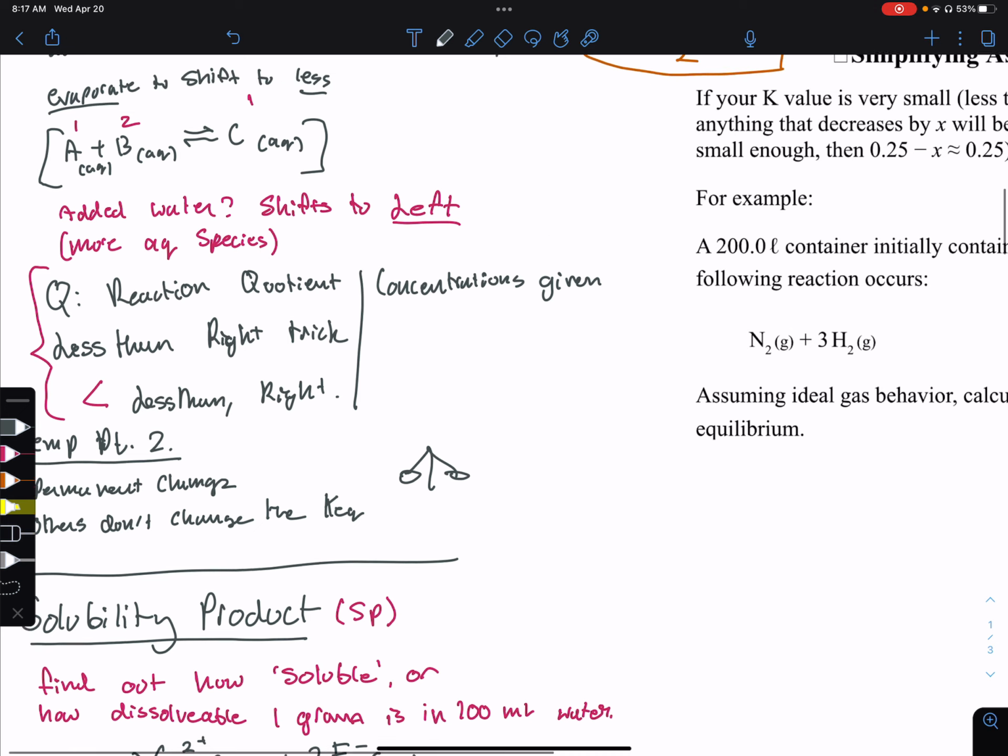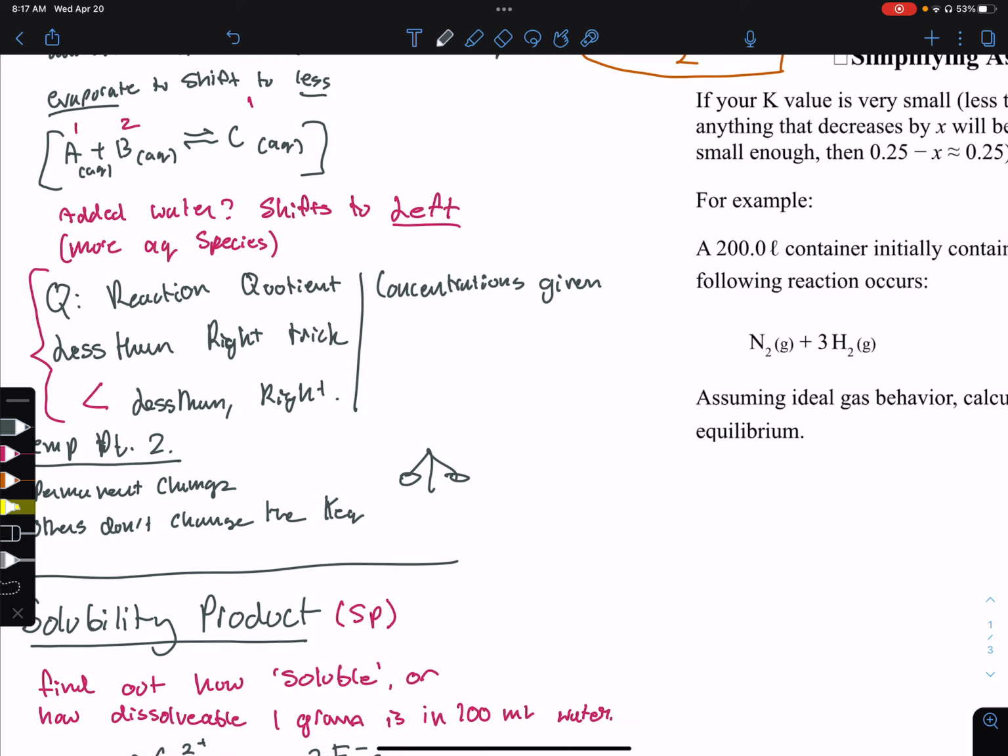So whenever a problem gives you concentrations, it'll just straight up ask you, and you just plug it into the Q expression. You compare these two, like they'll give you two sets of molarities, and you can compare them. And whether Q is going to be less than, greater than, or equal to KEQ shows you where the reaction is going to go.